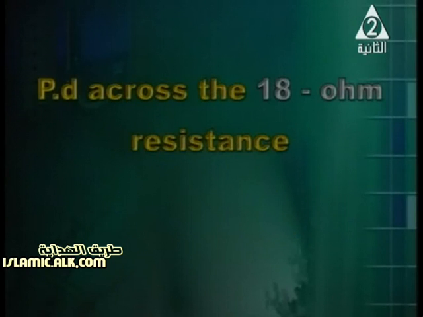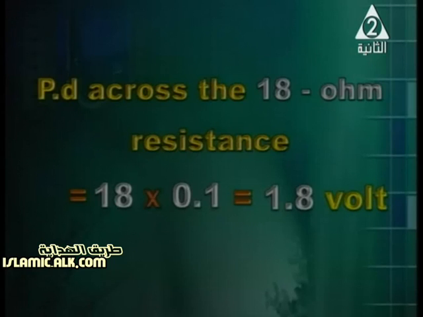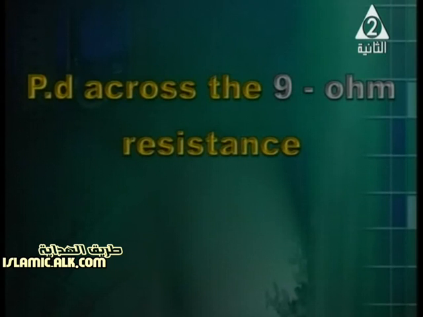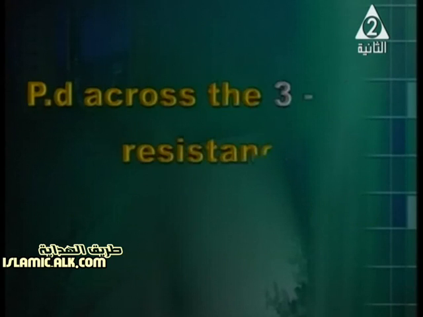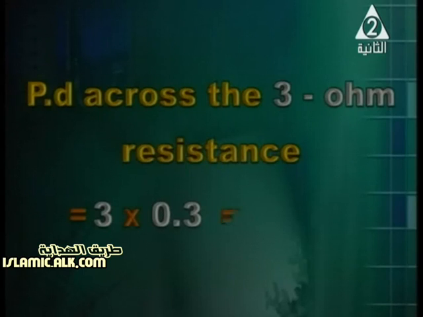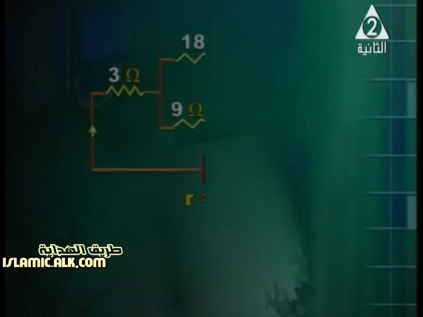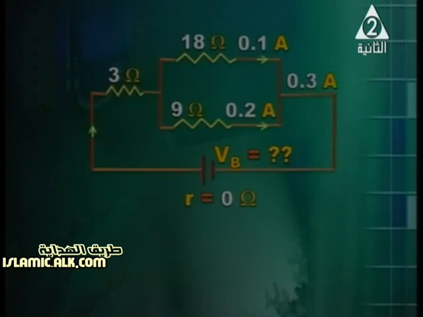Potential difference across the 18 ohm, it is 18 times 0.1, it is 1.8 volt. Potential difference across the 9 ohm resistance, it is 9 times 0.2, it is 1.8, same voltage, so they must be connected in parallel. Potential across the 3 ohm resistance, it is 3 times 0.3, 0.9. So this is the expected shape.